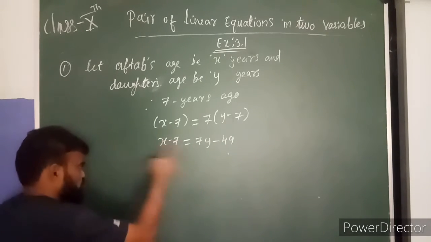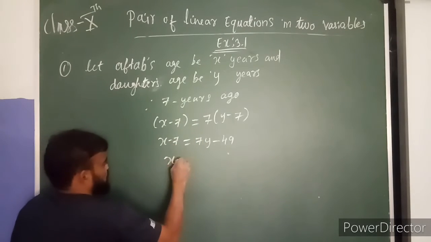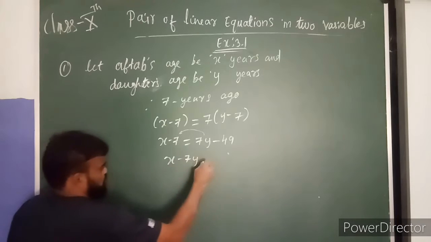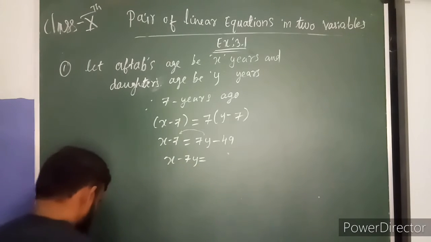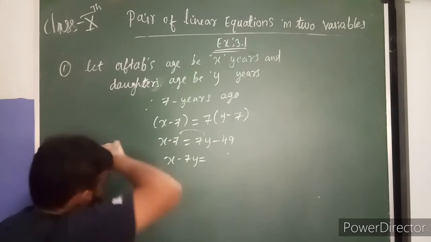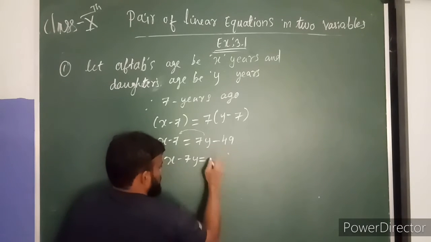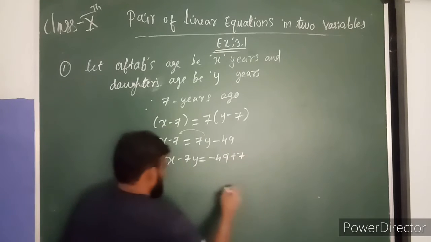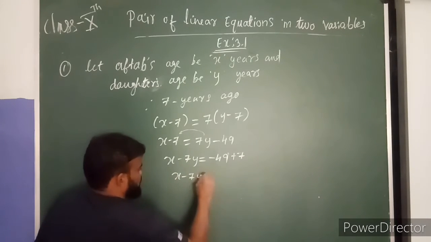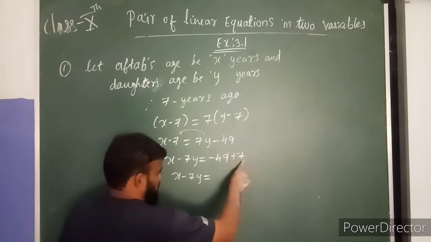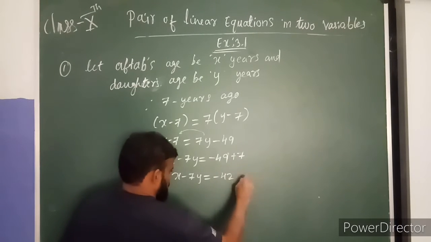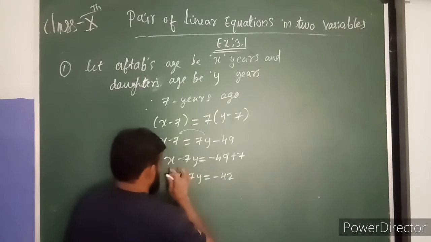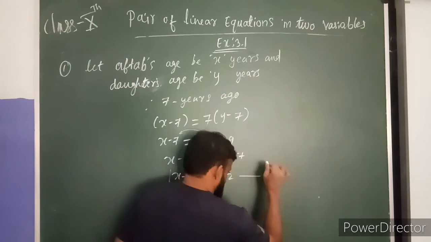After that, we have to rearrange. We take x minus 7y on this side. This 7 will go to the other side, it will become minus. Is equal to minus 49, as it is, and this minus 7 if I transpose becomes plus 7. That is x minus 7y is equal to minus 49 plus 7, which is minus 42. This is the first equation we got. This is equation 1.